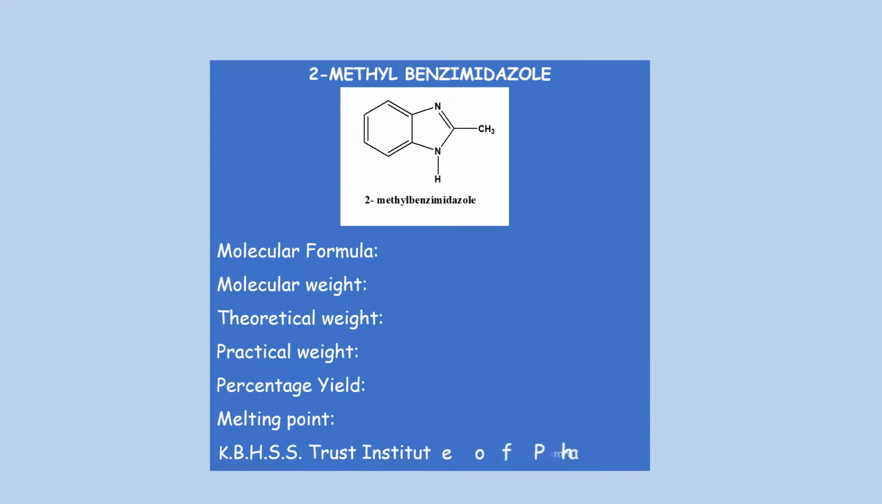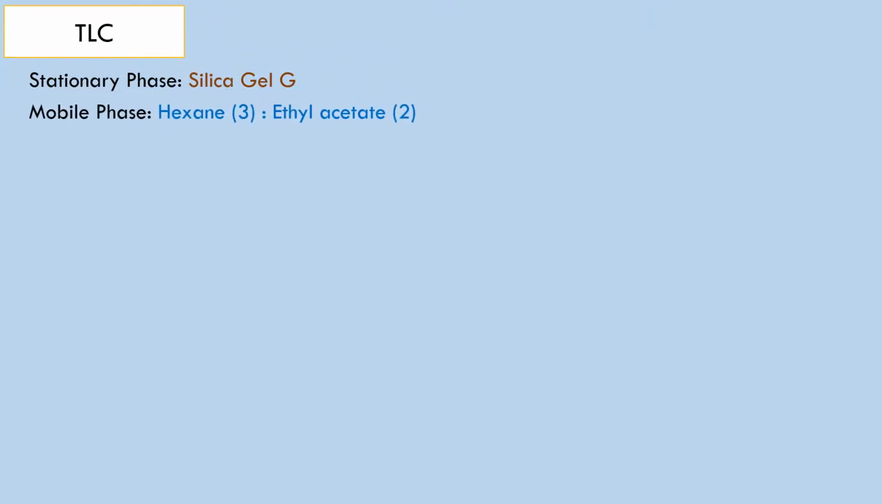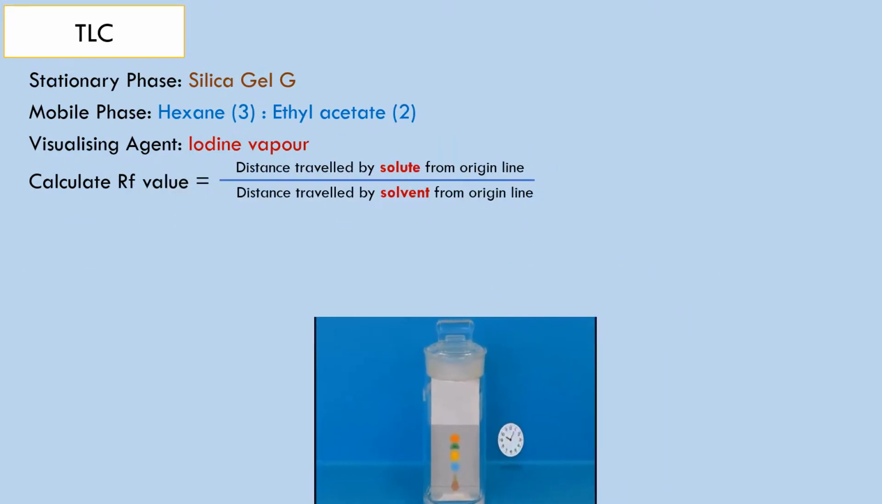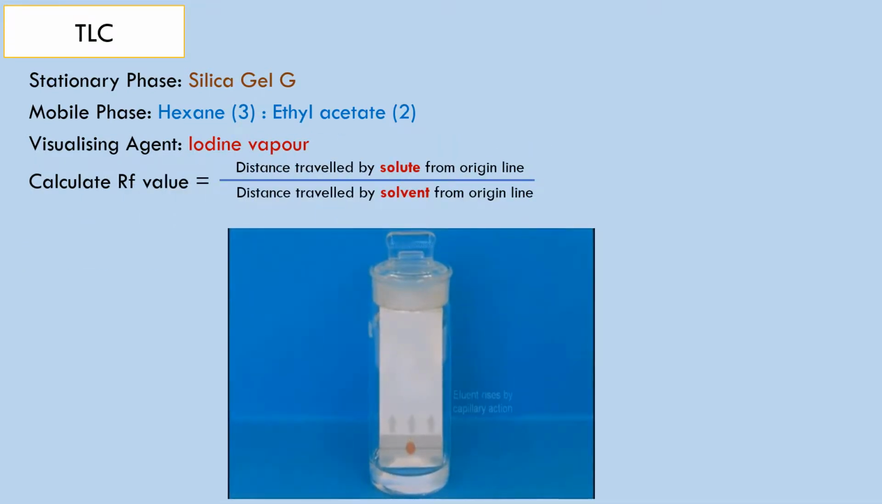Now in the next step we have to check by TLC that the synthesized 2-methylbenzimidazole has formed. Briefly, we can put out the procedure. Stationary phase is silica gel G, mobile phase is hexane and ethyl acetate in the ratio 3:2, and your visualizing agent is iodine vapor, and calculate the Rf value by this formula. This is a diagrammatic presentation of this TLC.